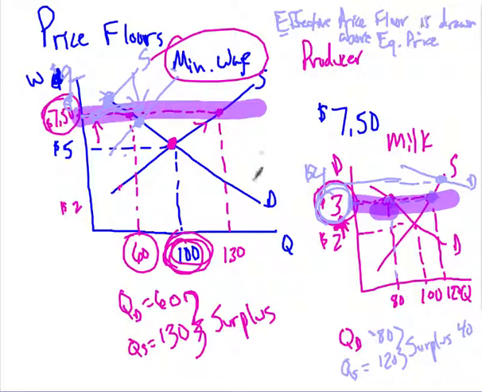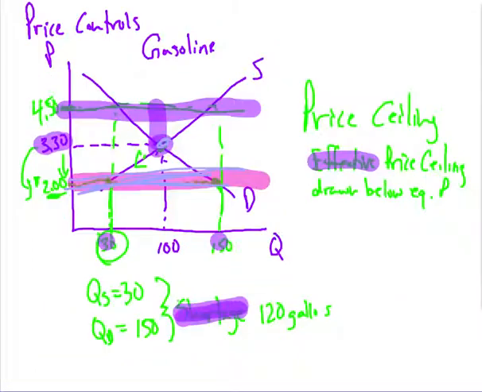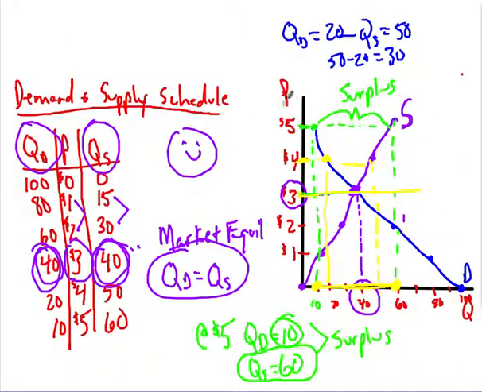So that is what we call price controls. Two types of price controls: price floors, which are drawn on the ceiling, and the other type of price control is a price ceiling, and we draw the ceilings on the floors. And then we also talked a little bit about how to calculate excess demand and excess supply, or shortages and surpluses.